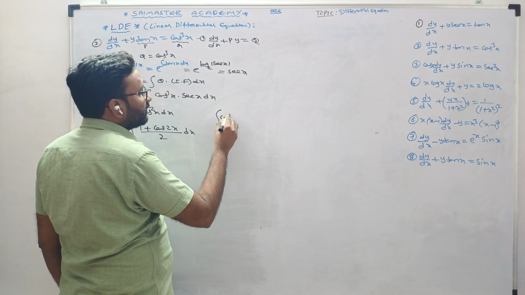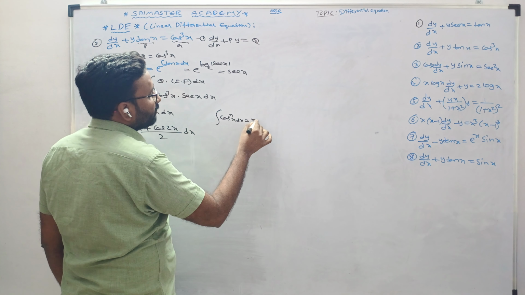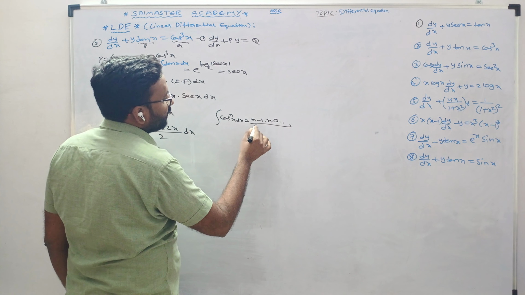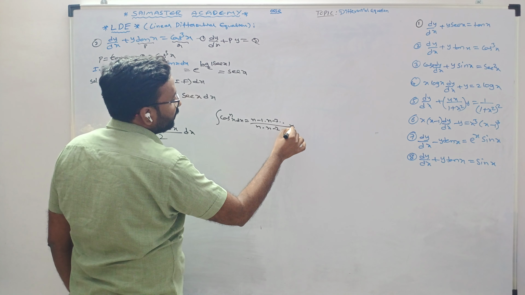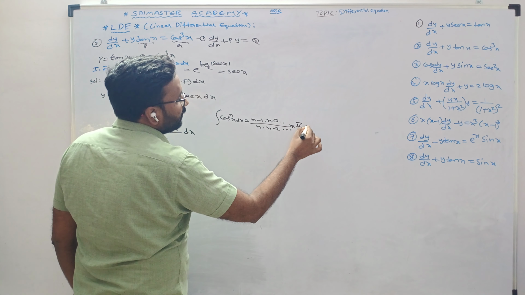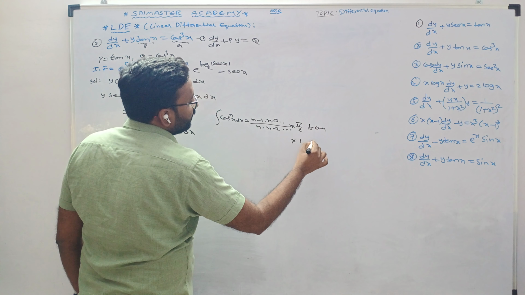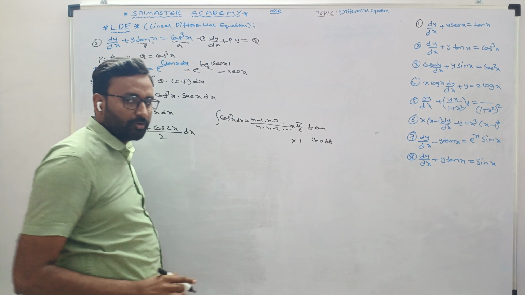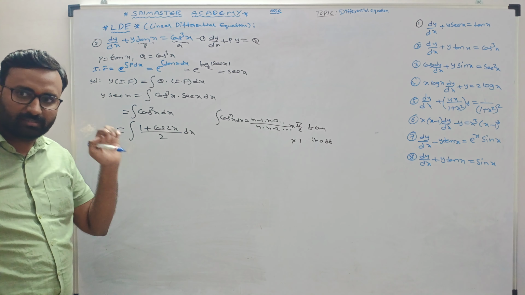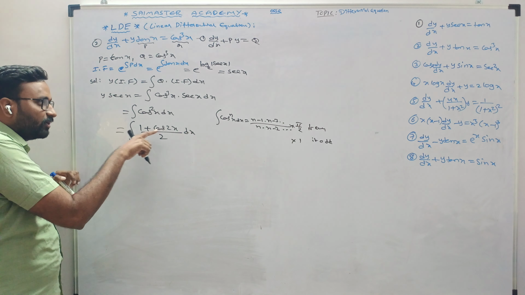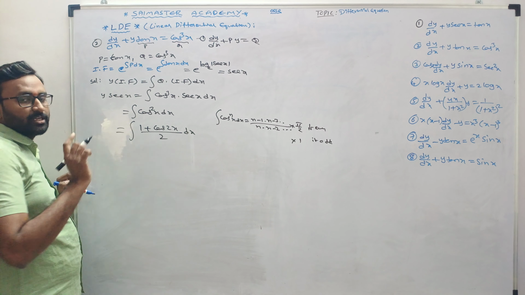Integral cos power n x dx is equal to (n minus 1)(n minus 3) and so on, by n(n minus 2) and so on, into pi by 2 for even n, and into 1 for odd n. If you remember this, you can go with this. Otherwise, convert this square into linear form. This is cos square, this is cos power 1.